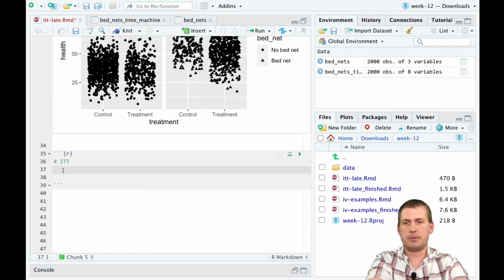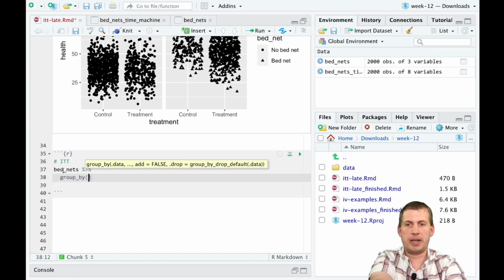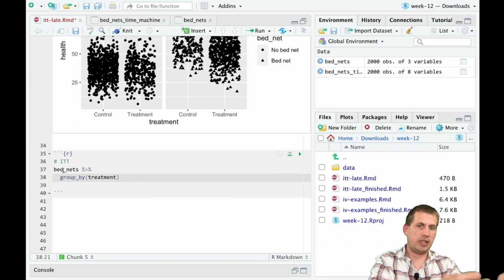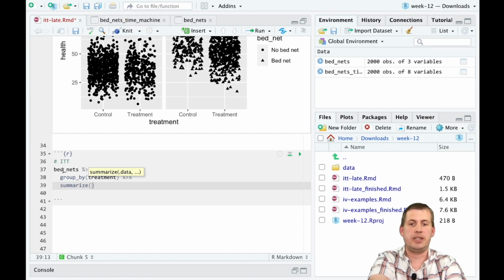We'll just add a comment here. So one way we can do this is by grouping and summarizing. So we can take the bednets data. We're going to group by the treatment column, because we want to see people who were assigned the treatment versus not assigned the treatment. And then we're going to summarize, and we're going to figure out the average health for people who were assigned the treatment and not. So we'll say average health equals mean health.